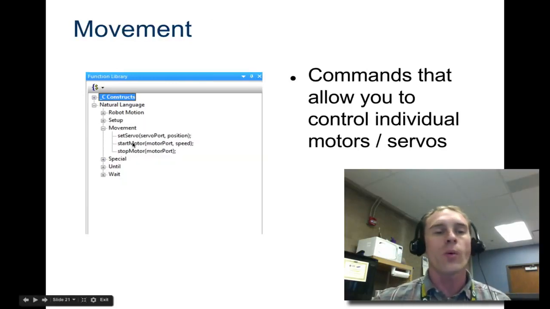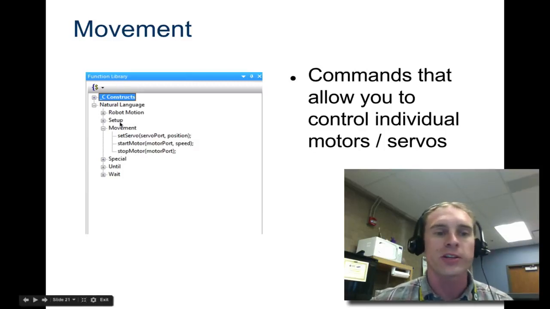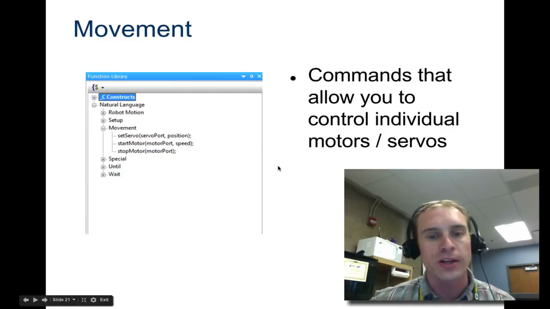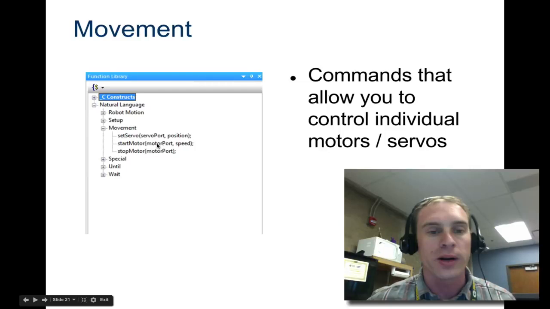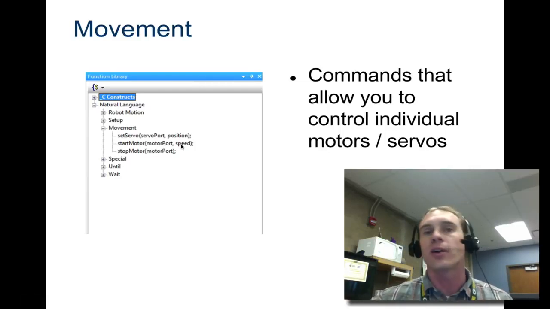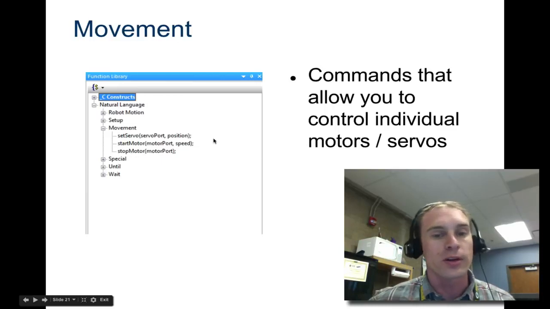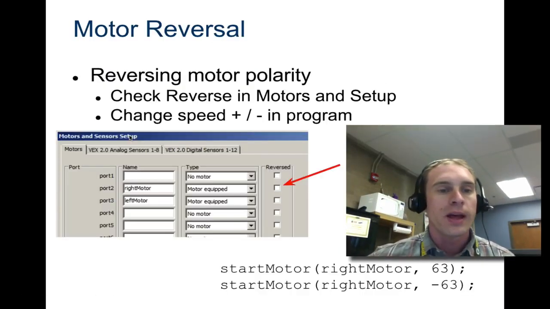So if you want to figure out how do I actually write the code? What are the words? Go over here to the far left side, the function library in ROBOTC. And if you click the movement tab, then you can actually click and drag start motor into your code. And it will put it in there. Then all you have to do is change the words motor port to whatever you call it, right motor, and speed to a number like 127 or 63 if you want a half speed. Same thing for stop motor. You can click and drag it in there. And set servo, which we'll get to.